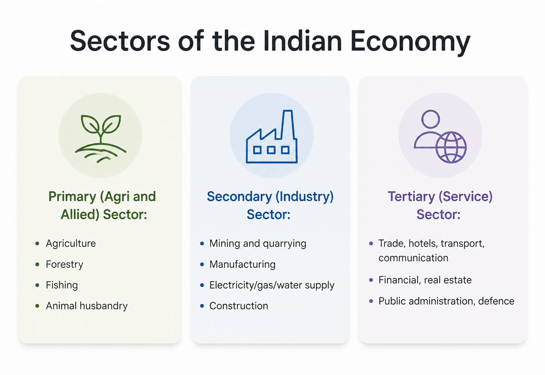For the modern computation of national income, the NSO divides the Indian economy into three broad sectors. The primary sector includes agriculture, forestry, fishing, and animal husbandry. The secondary sector, or industrial sector, covers mining, manufacturing, construction, and utilities. Finally, the tertiary, or service sector, encompasses trade, transport, financial services, real estate, and public administration.